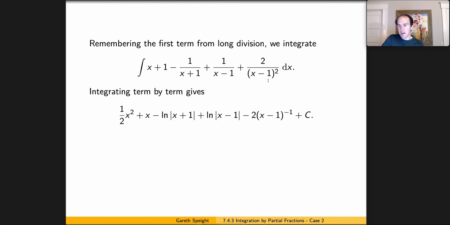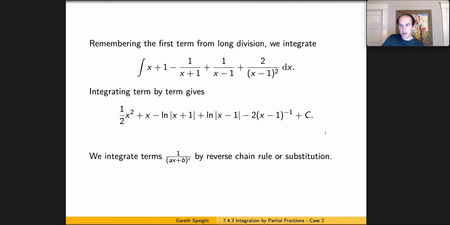And then 2 over x minus 1 squared, this is 2 times x minus 1 to the power of minus 2. The integral is going to be minus 2 times x minus 1 to the power of minus 1. Why? For instance, if you did u equals x minus 1 on this bottom term, you would end up with 2 divided by u squared. That's 2u to the minus 2. So you can easily use the power rule. So these terms are easy to integrate just by making a substitution or thinking about it as a reverse of the chain rule, depending on how comfortable you are.